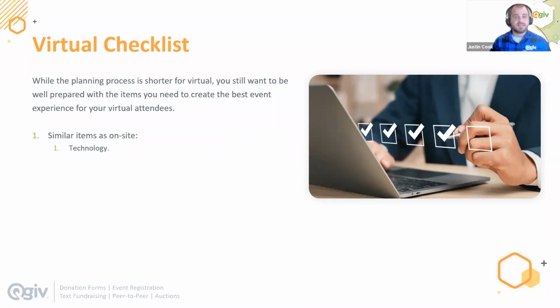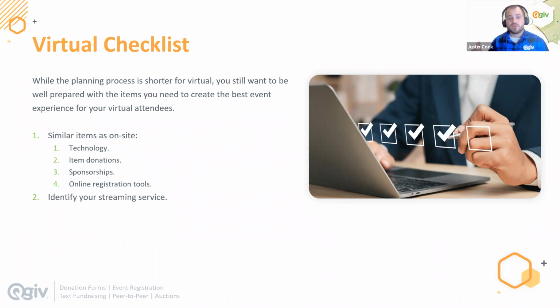Some of those being the technology that you need to secure, the item donations that go along with your event, if you have sponsorships that you're offering, as well as your online registration tools. So there's a couple of things that are going to be mirrored between the on-site and the virtual component, but some additional things that you need to put on your checklist for virtual include what streaming service you are going to use. For virtual, we can use things like YouTube or Facebook or Zoom. There's a plethora of them out there, so make sure that you do your research and you understand how each of them can be utilized for your event.